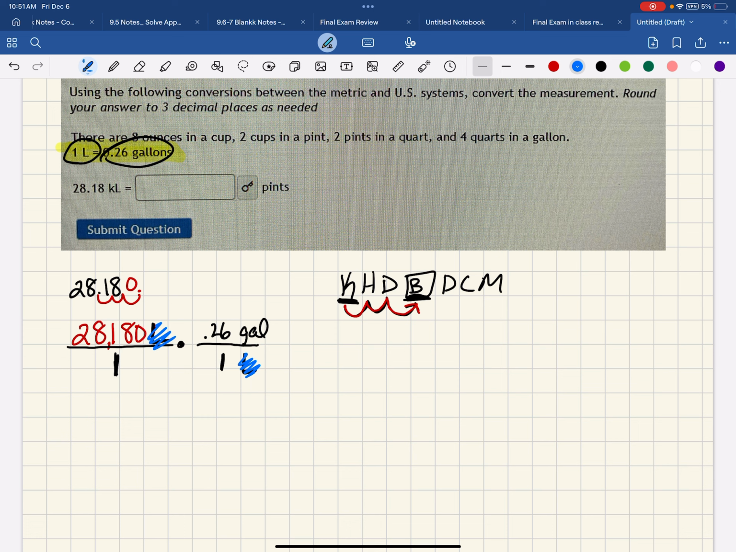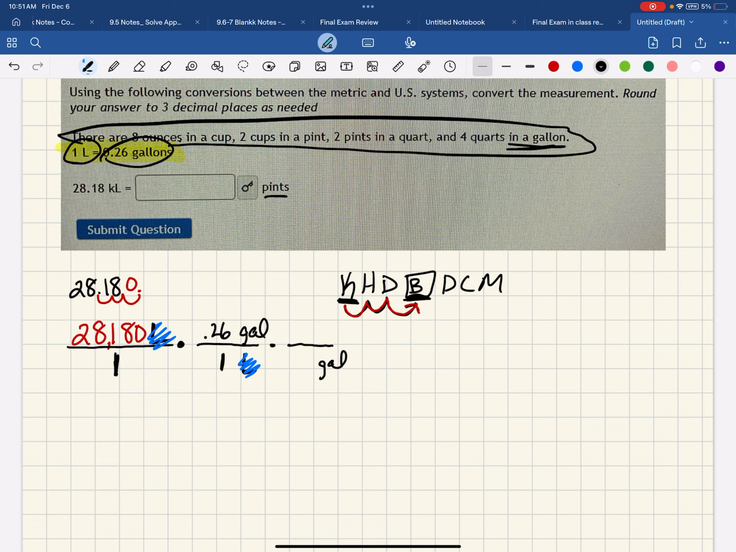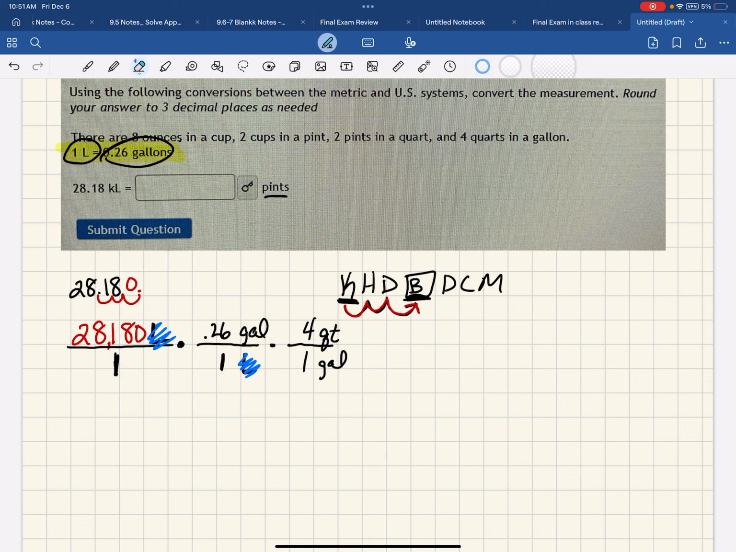If I just wanted to know gallons, I would be done, but I don't. I want to keep going. I've got to get all the way to pints. So the next one I'll do, gallons is on top, so I'll write gallons on bottom. Those are going to cancel. Then I've got to look up here somewhere and see if there's something else that has gallons. I do. I have 4 quarts in a gallon. So I'll put quarts here, and we'll say 4 and 1. Some people put the numbers on and don't bother with the labels, and those people oftentimes get these wrong. So please use the labels first.